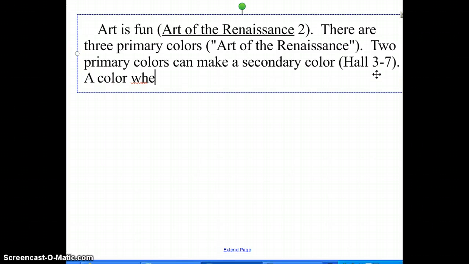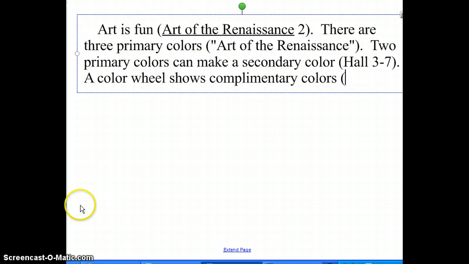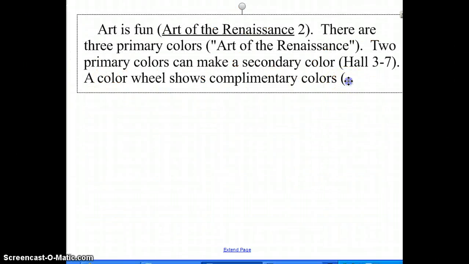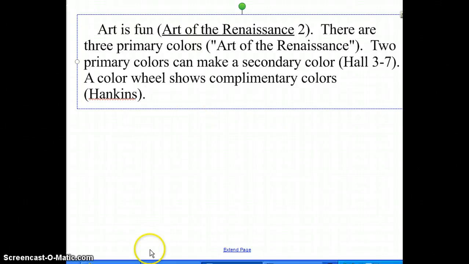A color wheel shows complementary colors. And I'm pretending that this fact came from my fourth source, and I look at what I had highlighted or circled, and it's just the author's last name, Hankins. There was no page number, so I put my end parenthesis, period.